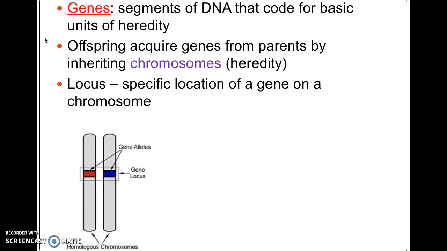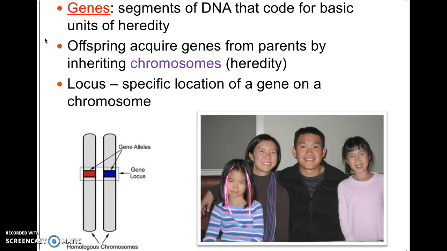When we look at a chromosome, like in the bottom left-hand corner, we're looking at two homologous chromosomes. When we look at one gene, a specific location of a gene, it's called a locus, or loci.